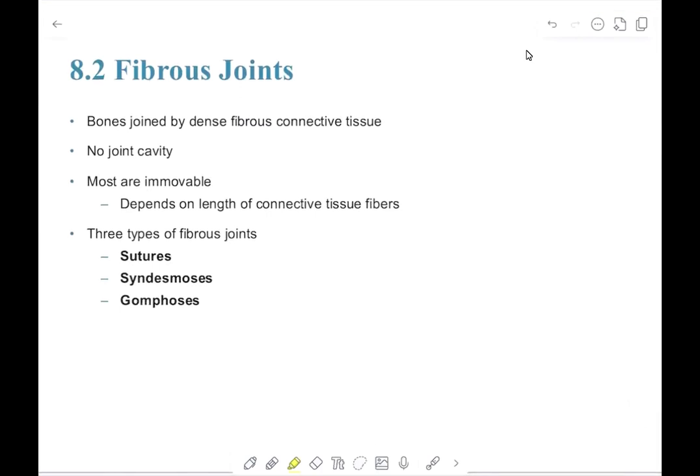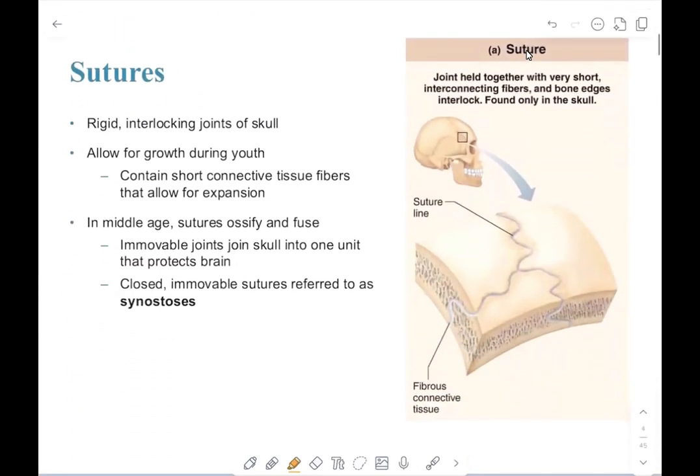There are three groups of fibrous joints. They are all joined by dense fibrous connective tissue. There's no joint cavity, and they are immovable. It depends on the length of the connective tissue fiber. There are sutures, syndesmoses, and gomphoses. Our first one is a suture.